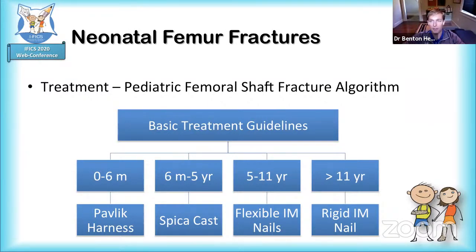So if we think of femoral shaft fractures along an age-based algorithm, this is sort of a gross breakdown. Our basic treatment guidelines, we tend to have 0 to 6 months get treated with a Pavlik harness. We'll talk further about these other age groups, but 6 months to 5 years, most commonly spica casting, 5 to 11 years flexible IM nails. And Uni will talk to us about that and the variety of other treatments that are possible. And then I'll return to discussing the older pre-adolescent and adolescents. And the standard would be IM nailing, but there are many exceptions and options for this age group.